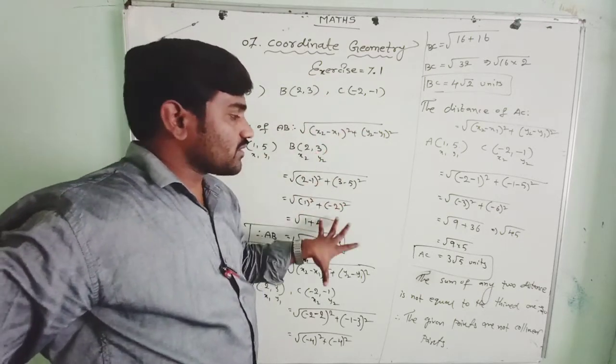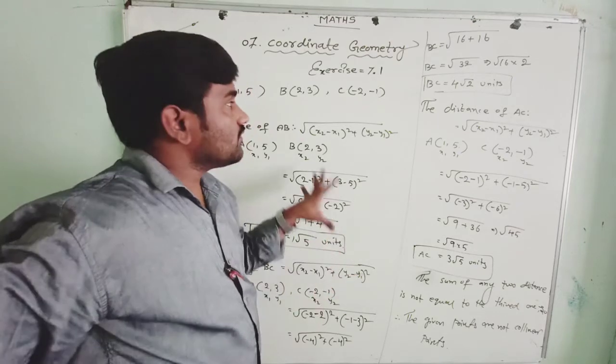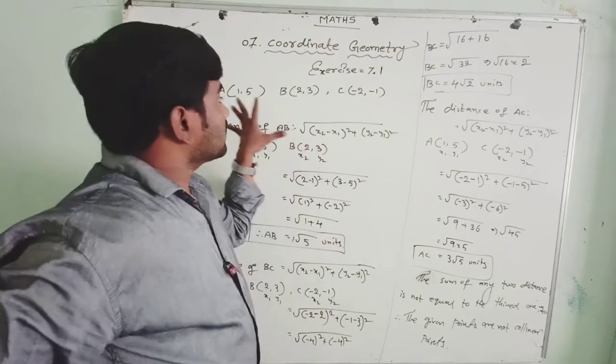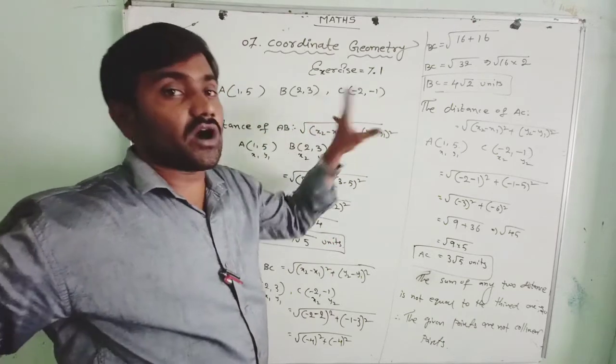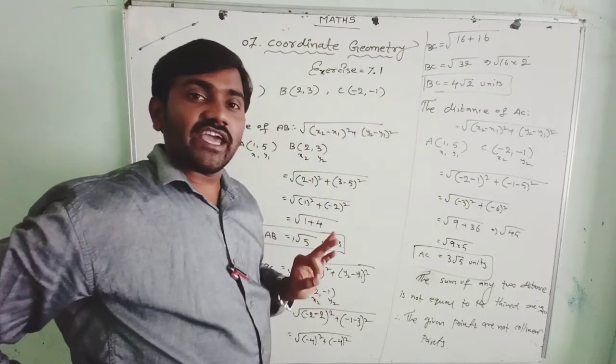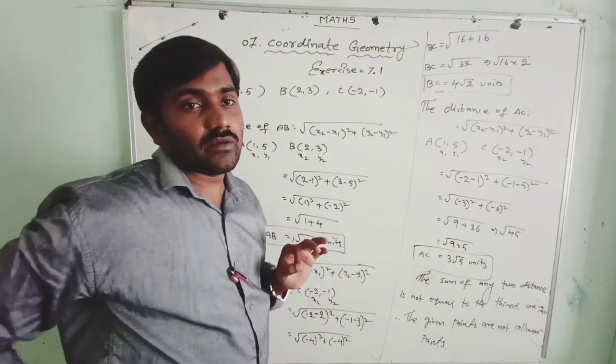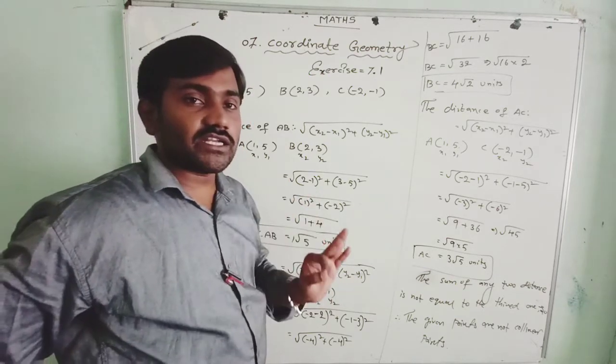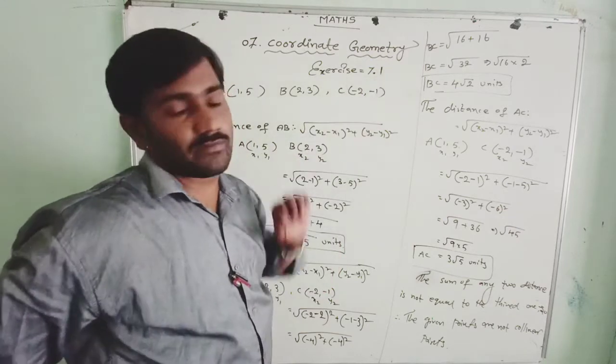So without using a distance formula also, we can tell whether the given points are collinear or not by using the area of triangle formula. This area of triangle formula you will get in the third exercise of the same chapter.